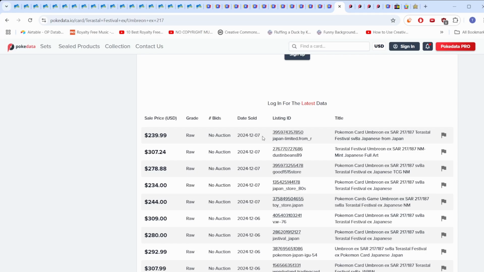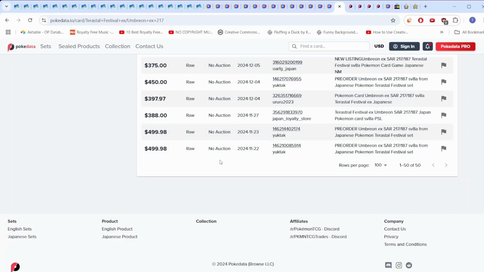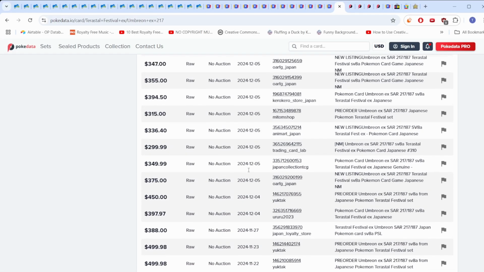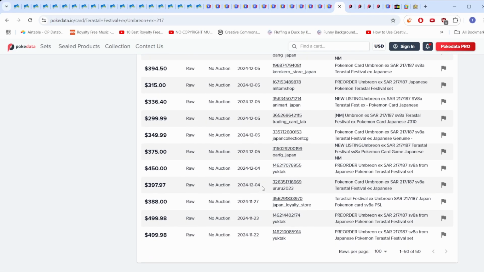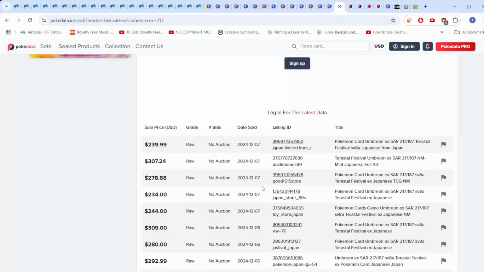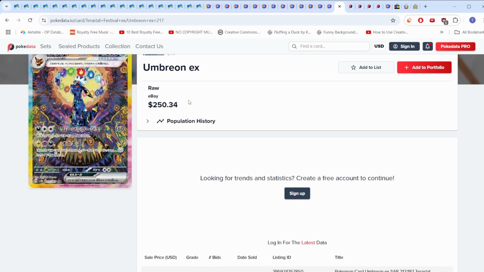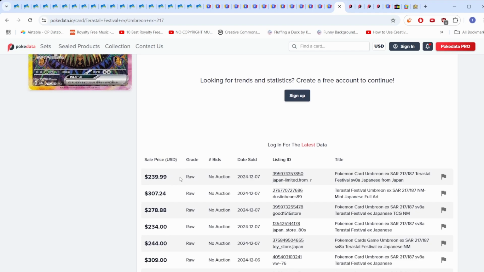That's a pretty long time because the set was officially released on 12/6. I guess there are some sales beforehand, but most of the sales start around 12/4, 12/5, 12/6. So it's just kind of old data at this point. I don't really know that's the real market price, because I knew that a Pokedex before it was about 350 and it dropped to 250.